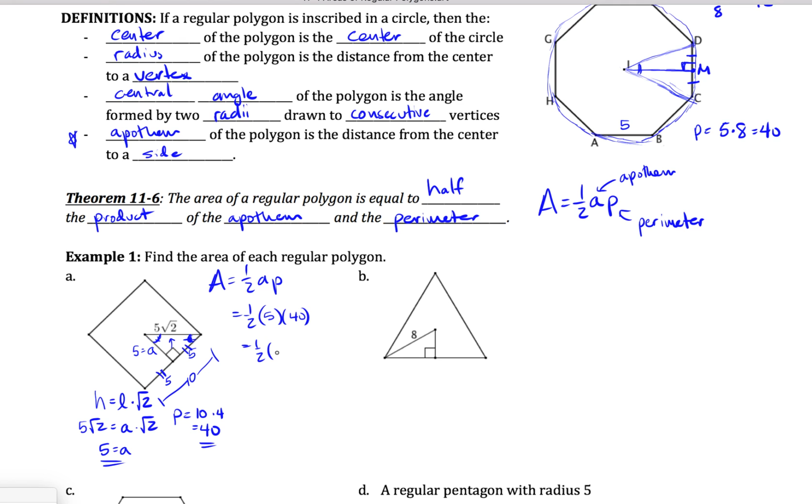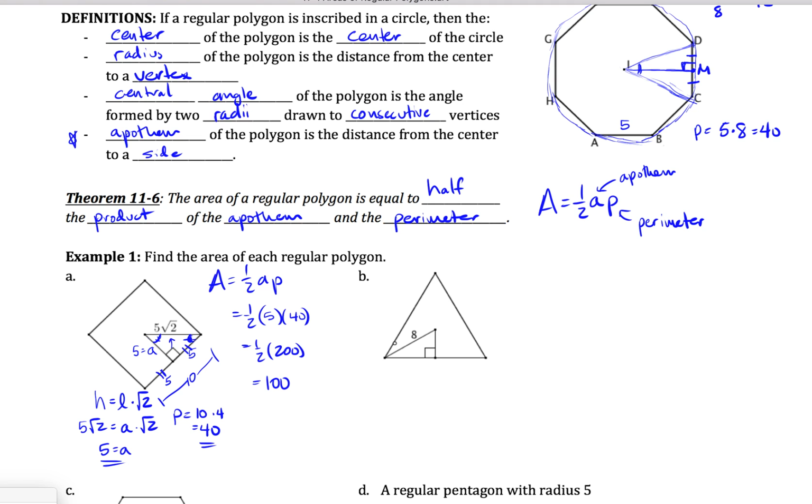In other words, we're going to take half of 200, since 5 times 40 is 200, and that's going to give us an answer of 100. Now for example B, we have a regular triangle, also known as an equilateral triangle. In an equilateral triangle, we recognize that each angle at each vertex is going to be 60 degrees.